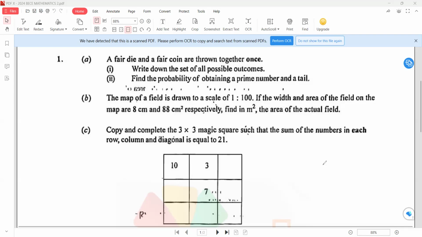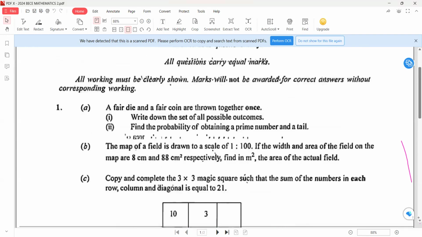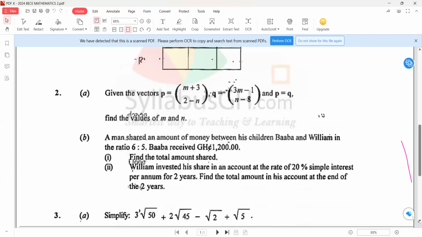So now let's move to our question 2, which is the actual reason why we are here today. So for question 2A, we are looking at finding the values of m and n.